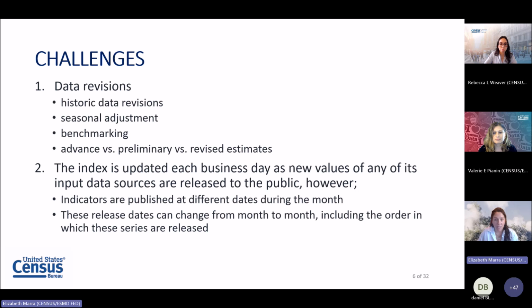The challenge here is the fact that these indicators are published at different dates during the month. And in fact, these dates can change from month to month, which can cause a change in the order of the release dates between months. The methodology that our team has developed to account for these moving dates is called nowcasting.